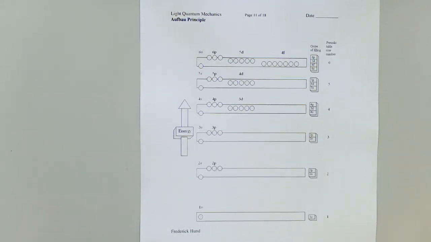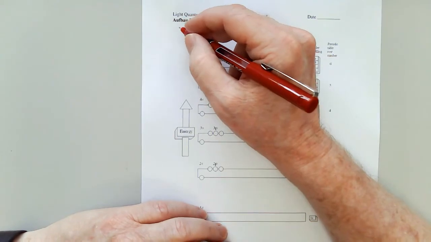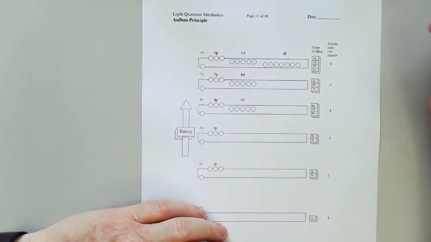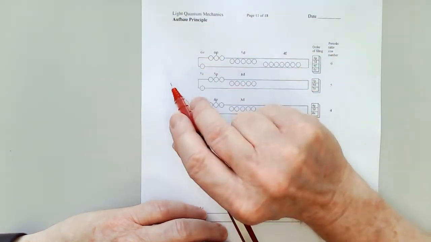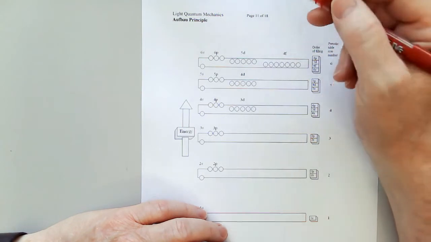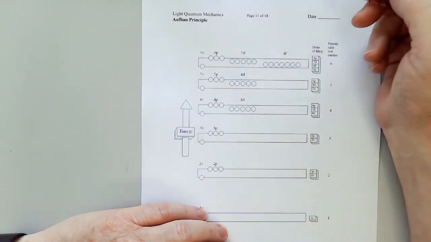Hey everyone, Morgan here. So we're on page 11 of the Light and Quantum Mechanics outline for AP Chem, and we are talking about the Aufbau Principle. Now, this is a German term. Auf is basically up and Bau is building. So, the intended purpose of this term is the building up principle of electrons going into orbitals.